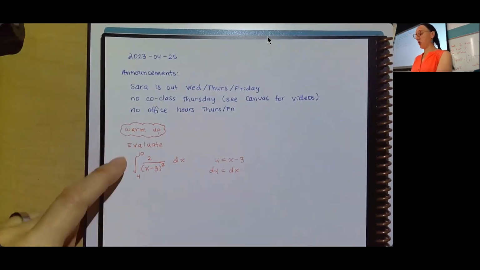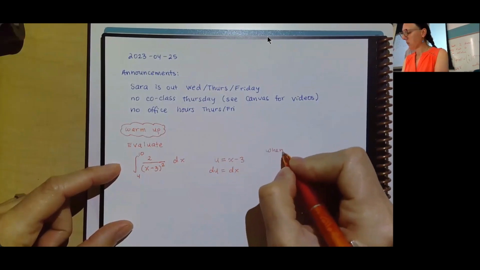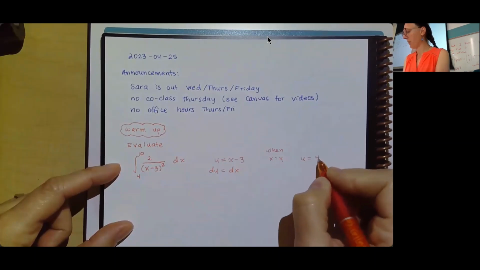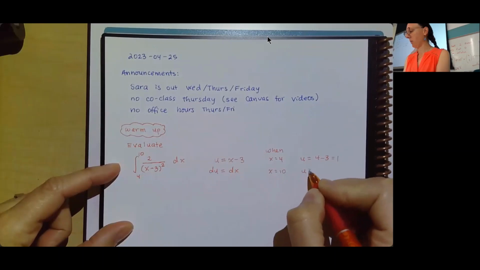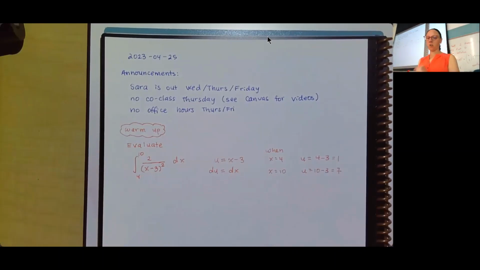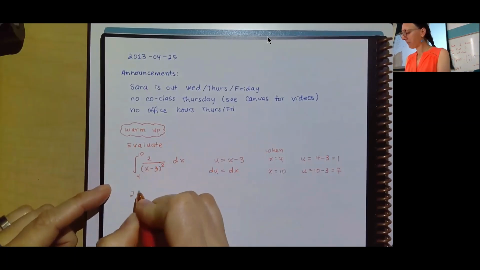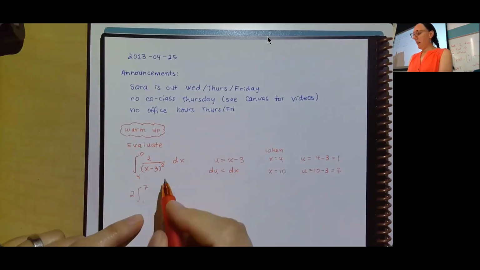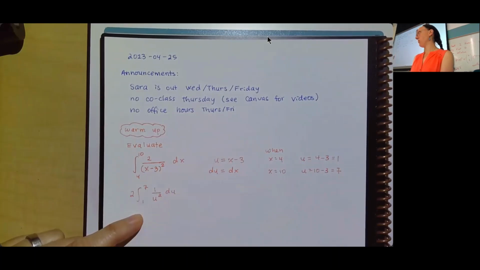And I'm going to go ahead and change the bounds for my limits as well. So when x equals 4, u would be 4 minus 3 or 1. And when x equals 10, u would be 10 minus 3 or 7. So when I switch all of that around in my u sub, I'm going to take my 2 out in front. My limits would be from 1 to 7. And this would look like 1 over u squared du.